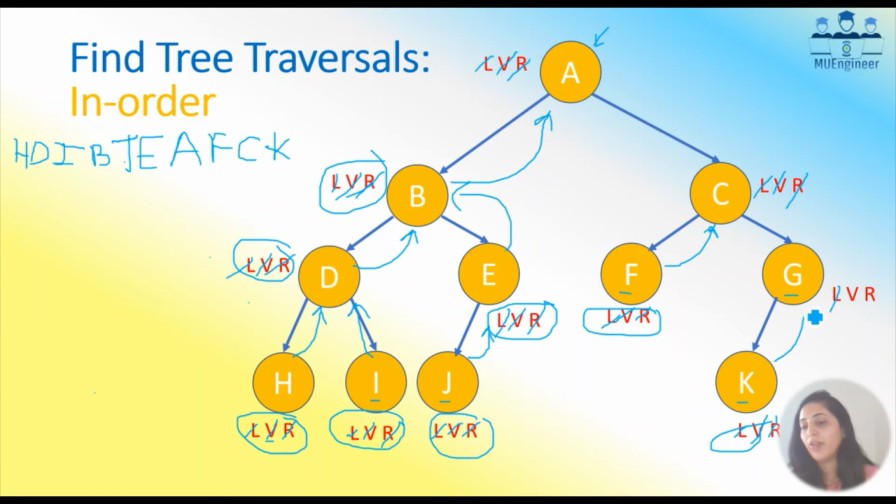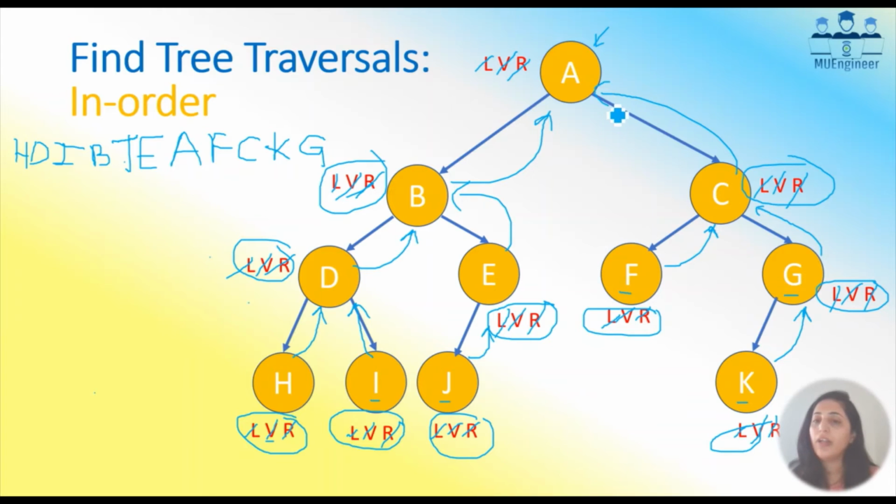I go to the parent of K, that is at G. G says go to visit the node. So now I will visit the node G. Now G says go to right, but nothing on right. So we are done with all operations. We come back to the parent. At C also we are done all the operations. We go to the parent of C. Now we are reaching A, but A also we are done with all the operations.